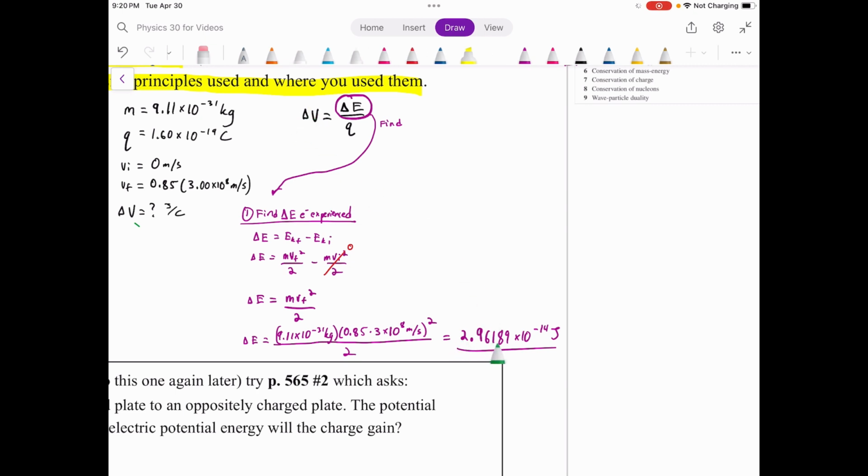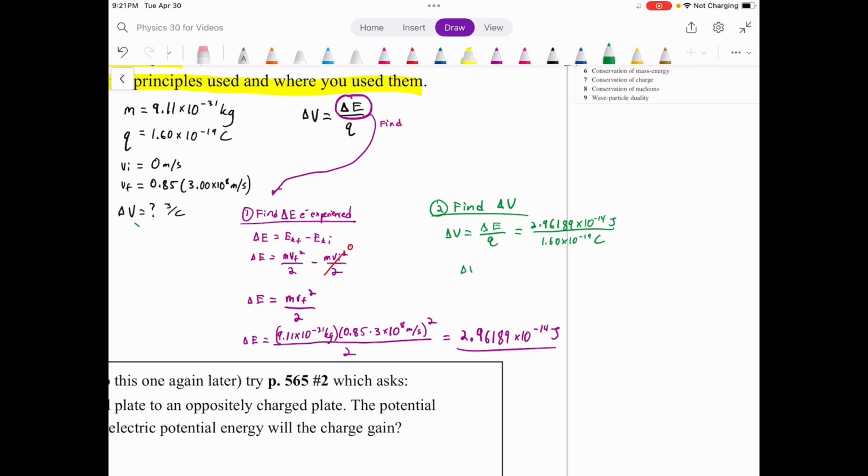So again, just to see where we are here, we found the electrons' change in energy. Now we're just interested in what was their change in energy per coulomb of charge, aka the potential difference, the voltage. So moving now to step 2, let's find that potential difference. We set it up. We said the potential difference is the change in energy divided by the charge. Well, now we found the change in energy, so every electron gained that much kinetic energy by moving through this voltage, okay? And every electron has this much charge, 1.60 times 10 to the negative 19 coulombs.